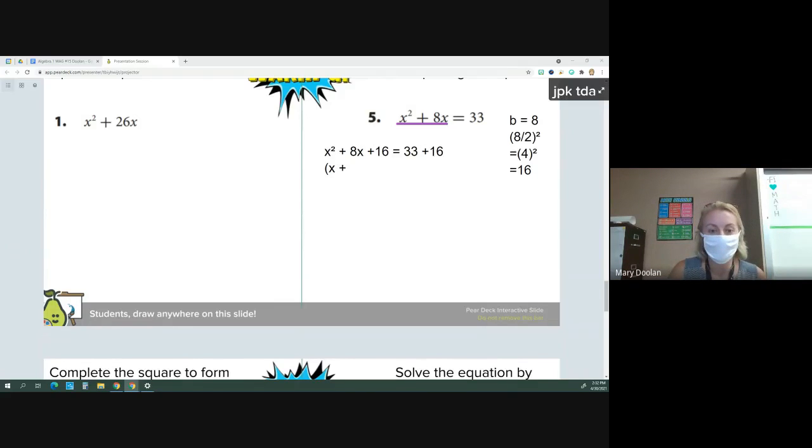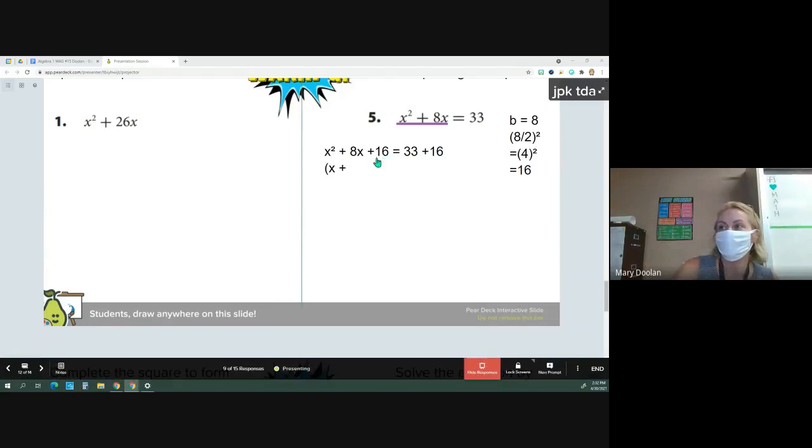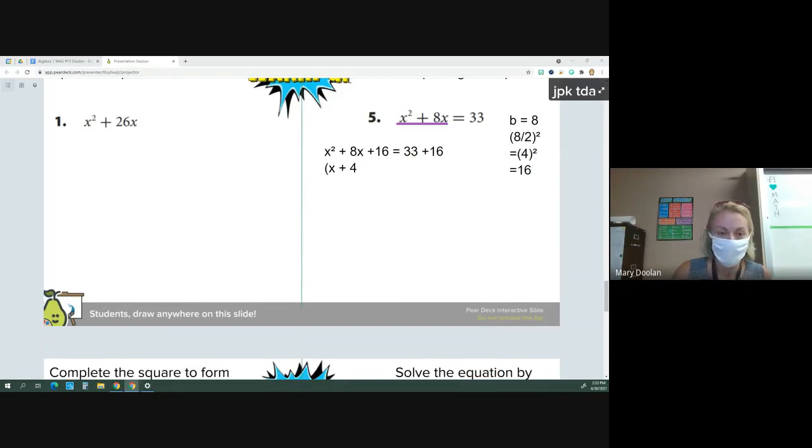And then we want to put what we squared for the constant term. So 16, the square root of it is just, we're going to put the positive 4. And then this is all being squared. It's to the second power. And then we're going to simplify the right-hand side. 33 plus 16.